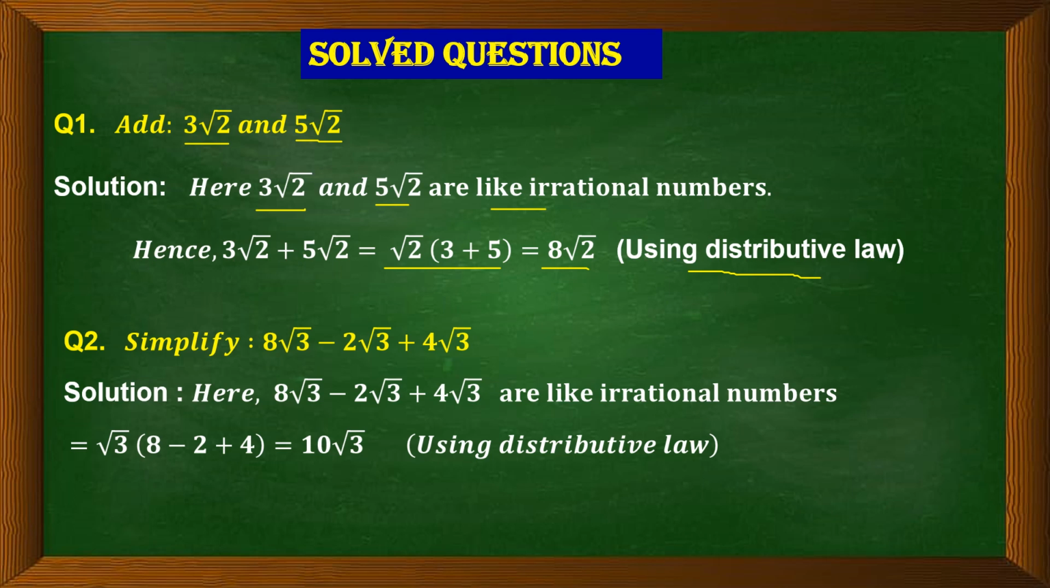Likewise in question 2, if we have 8 root 3 minus 2 root 3 plus 4 root 3, over here root 3 is the common irrational factor. So we can take root 3 common and in bracket we shall get 8 minus 2 plus 4, all the coefficients taken together. 8 minus 2 is 6, 6 plus 4 is 10. So 10 root 3 is the answer.